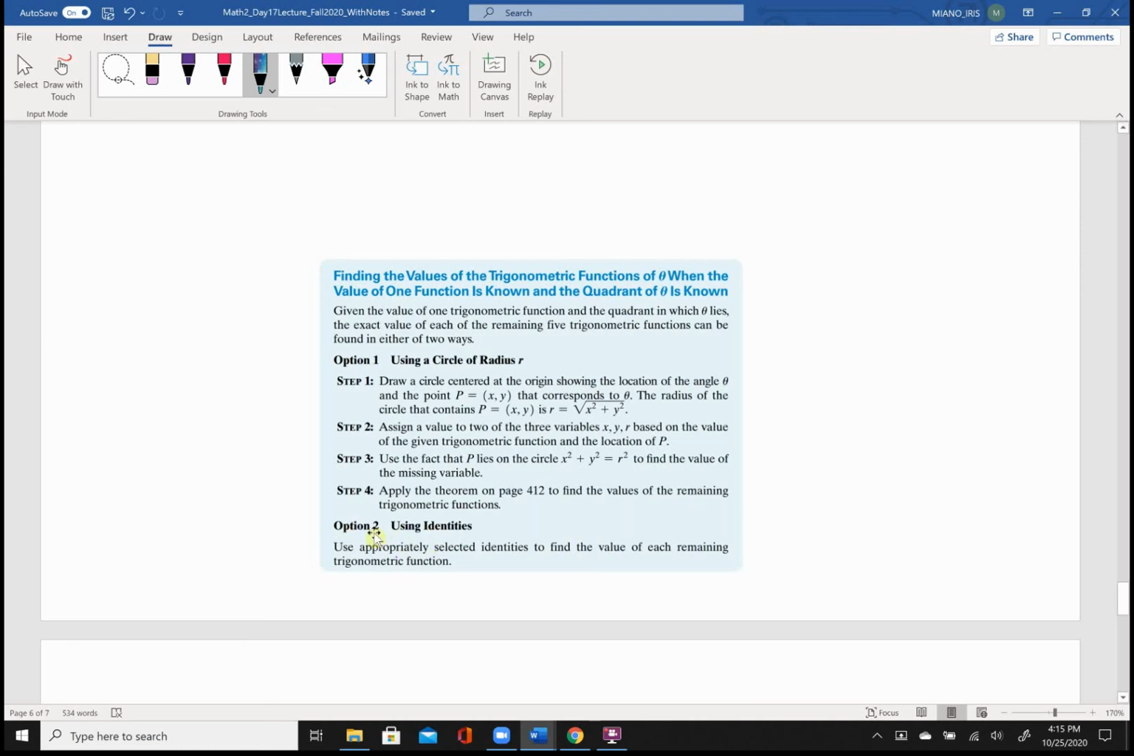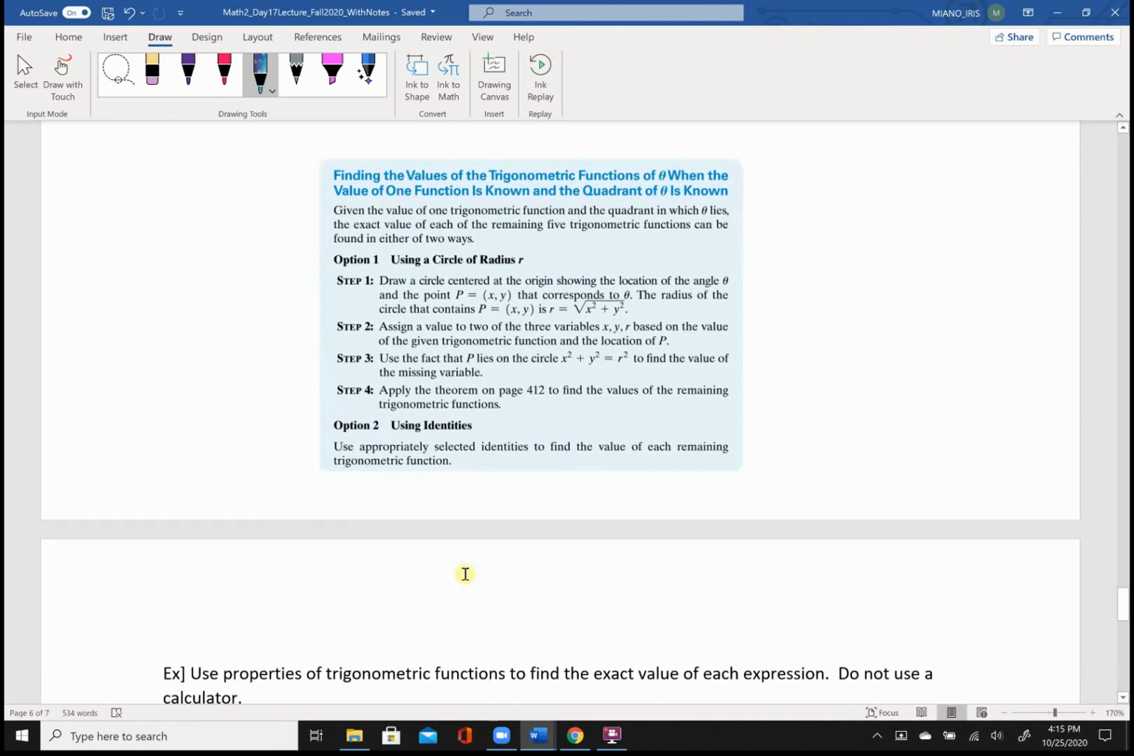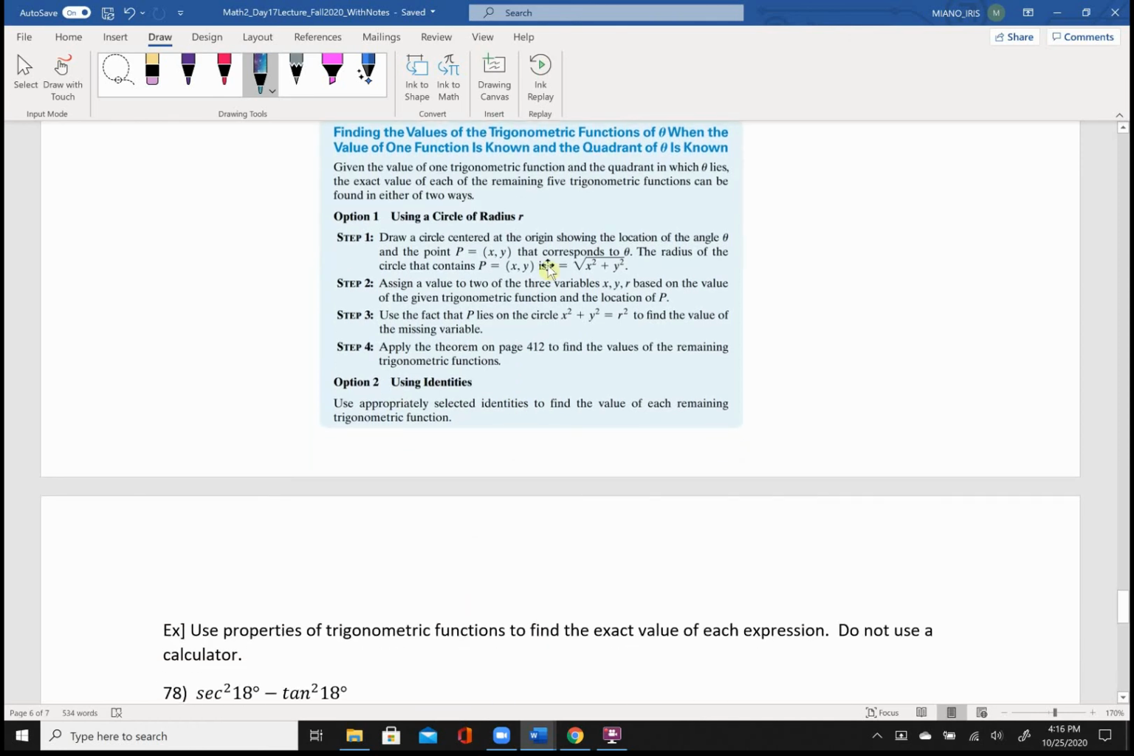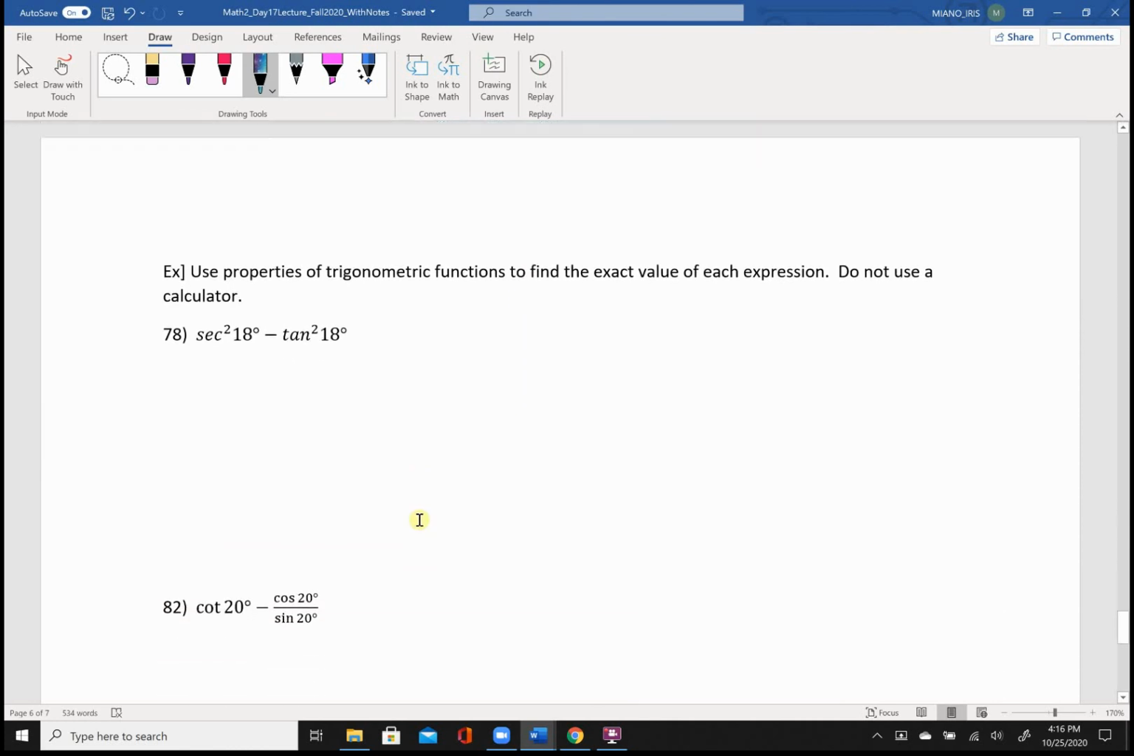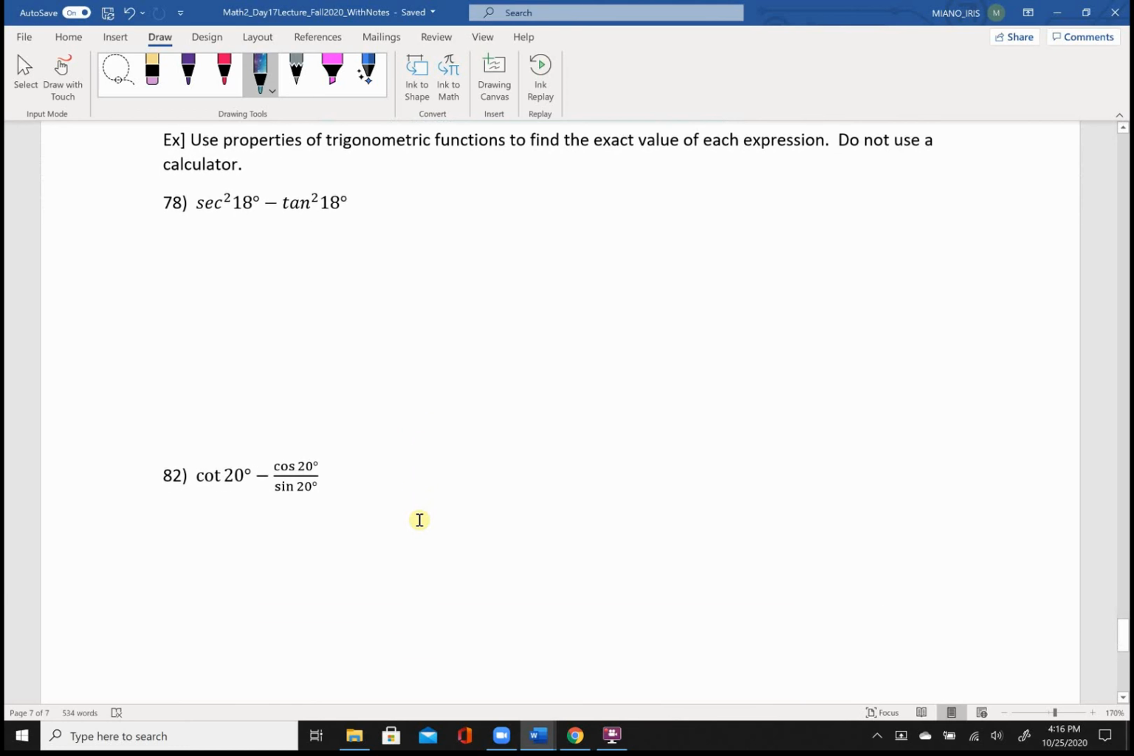Whereas with option 2, you're just going to use identities to replace one for another, and it's probably going to be a little more straightforward to use the identities method. I thought it was pretty valuable to compare different methods here. Certainly not wrong to go with option 1. It just might be a little more time consuming. Now that we know the properties and the identities, it'll probably behoove us to use them because they act quite a bit like shortcuts here and there.